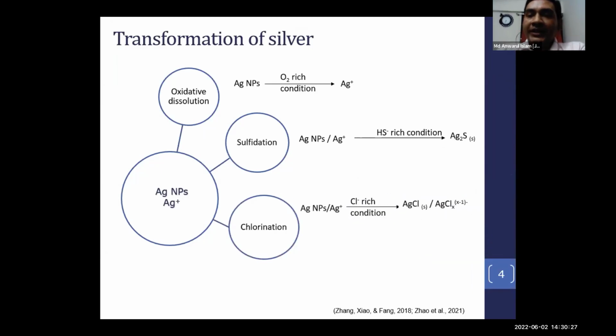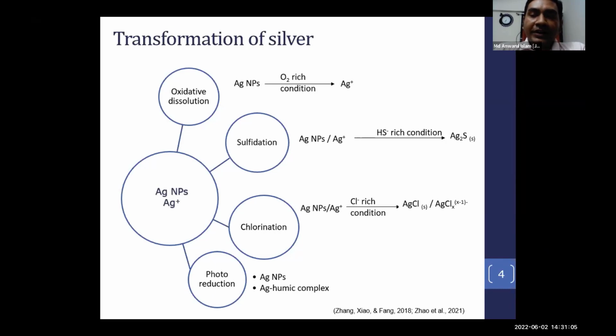Then the chlorination, in a chlorine-rich environment, especially in contact with seawater, silver species can transform into silver chloride or silver chloride complexes. And finally, the photoreduction. It can also produce silver nanoparticle or silver humic acid complex from silver ions. All those transformation reactions depend on the surrounding environment and conditions, and they can be reversible. So in natural water, we will see silver ion or silver sulfide or silver nanoparticle.